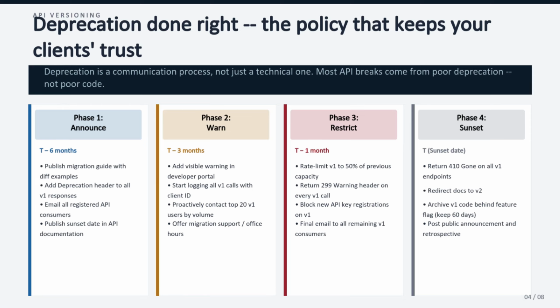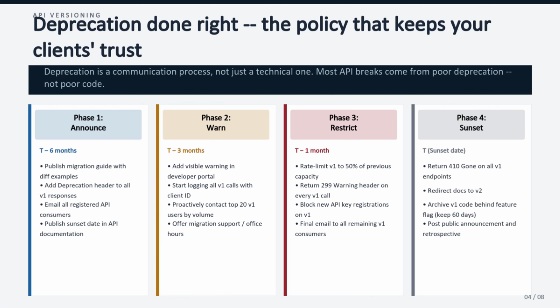A response header is basically extra metadata sent with every HTTP response. And automated tools can actually detect this header. Then email all registered API consumers and clearly publish the sunset date everywhere. No surprises. Now phase 2, warn. This usually starts around 3 months before shutdown. Now we become more proactive.